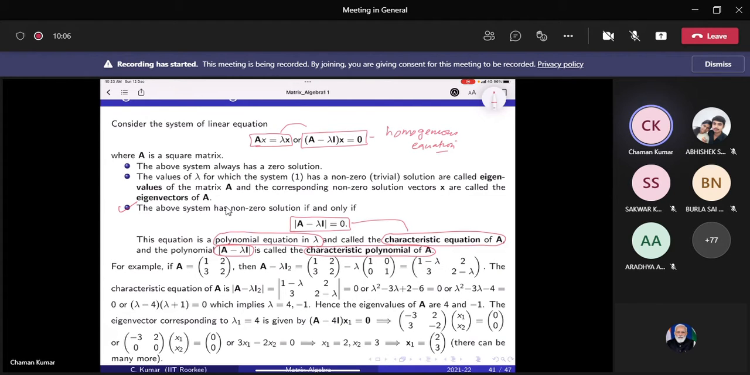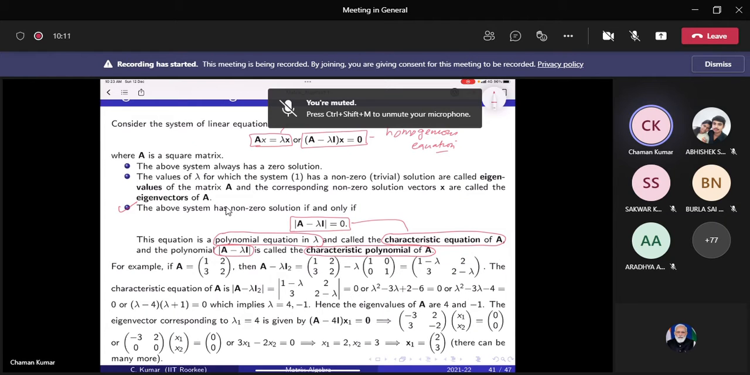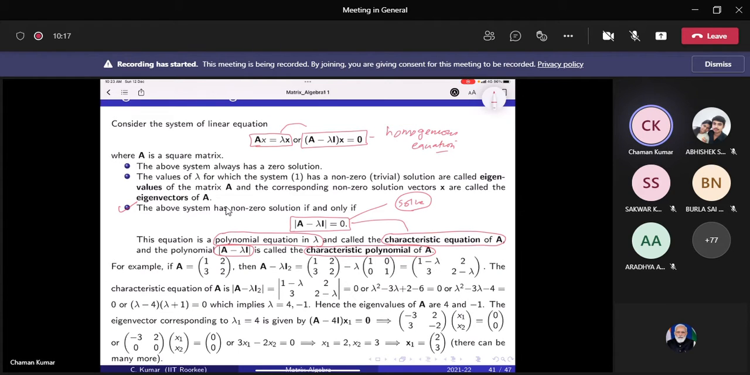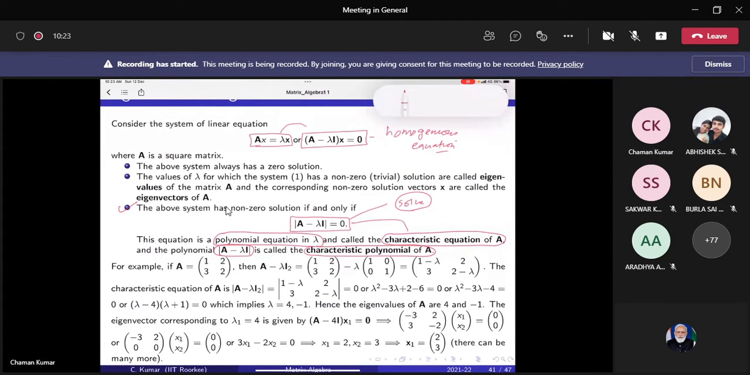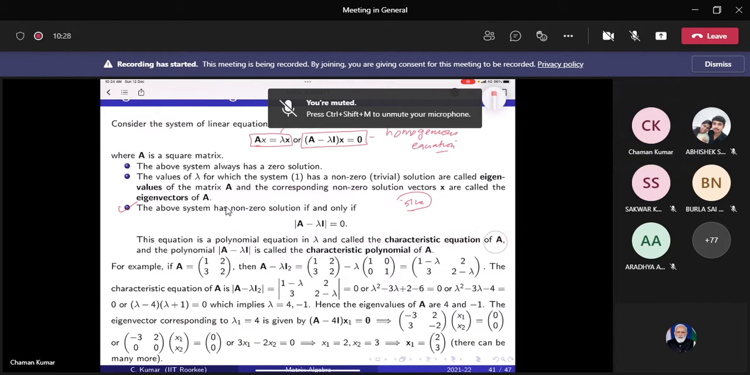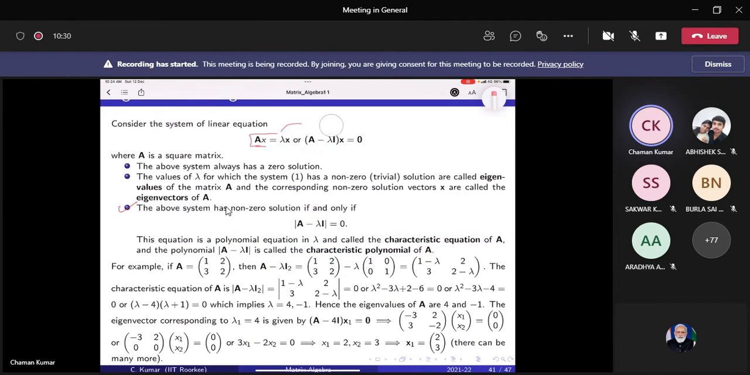This is known as the characteristic equation. So that means if we solve this polynomial for lambda, then we can find the values of lambda for which the system of equations will have a non-zero solution. Okay, so let us consider one example to see how this works.